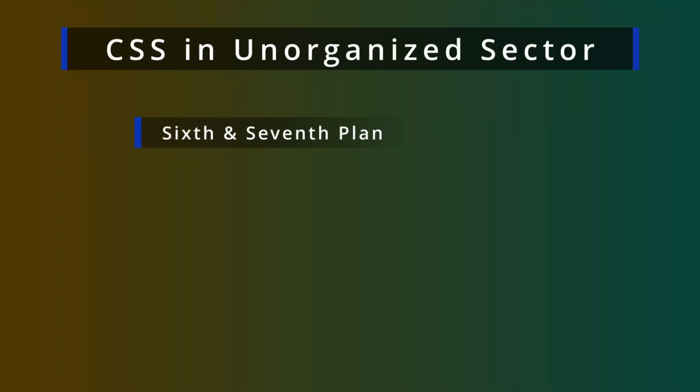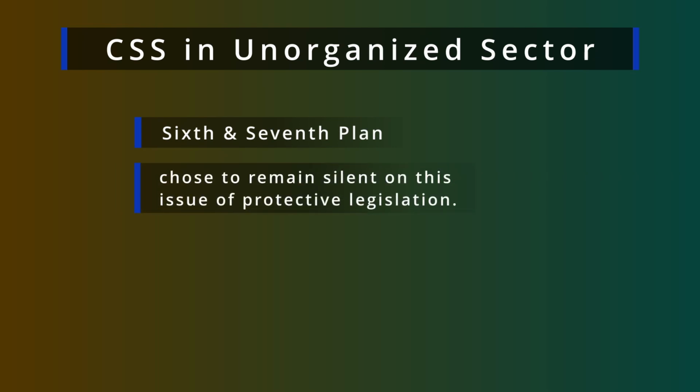Protective legislations means that the legislations previously implemented for organized labor have been formulated for the unorganized sector also since the fifth plan. And the sixth and seventh plans basically remain silent regarding the implementation of those social security measures for unorganized sectors.